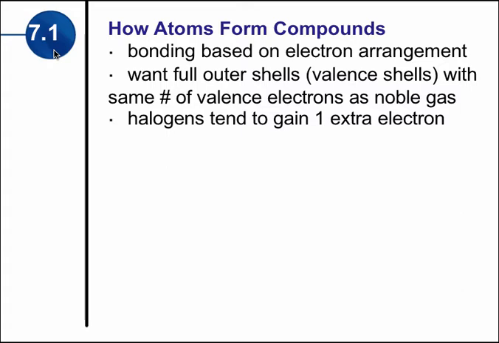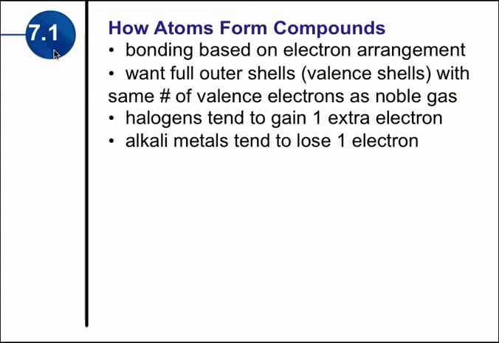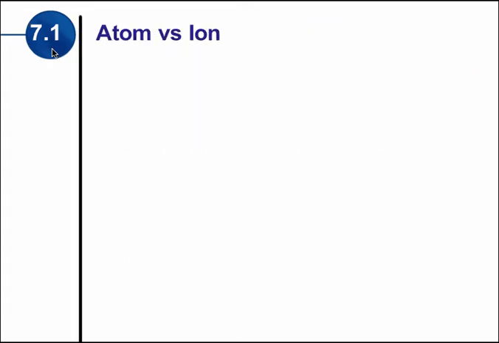If we look at the other side of the periodic table, the first column, the alkali metals have a tendency to lose electrons. And this gaining and losing of electrons is how compounds are formed, and we're going to spend quite a bit of time looking at this gaining and losing electrons and talk about that valence shell.